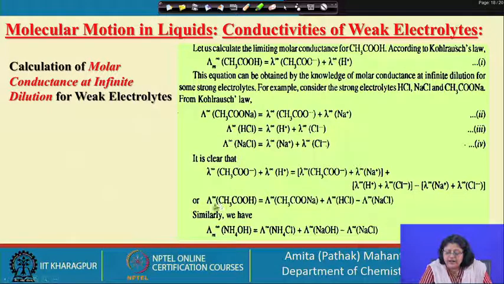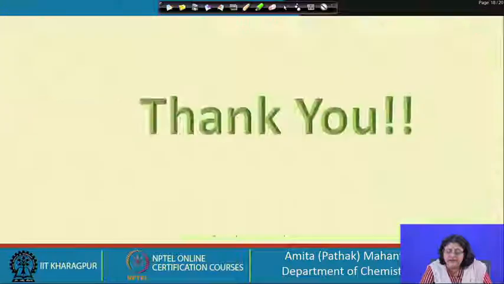In other words, I can write the lambda naught of the acetic acid as nothing but the lambda naught value of the sodium acetate plus HCl minus NaCl. See, the NaCl part is going to get cancelled off, the sodium part is also cancelled off, and only the acetate and the H plus will be left. So, that will be equivalent to something like this. That way you can find out the infinite dilution molar conductivity values for a weak electrolyte. Thank you.